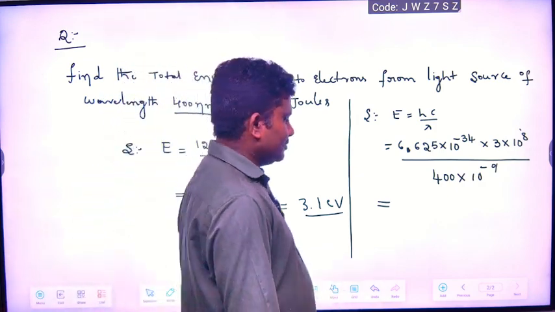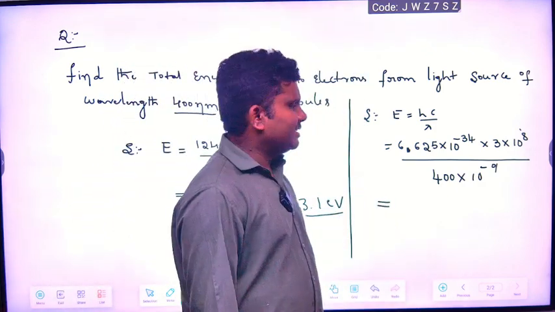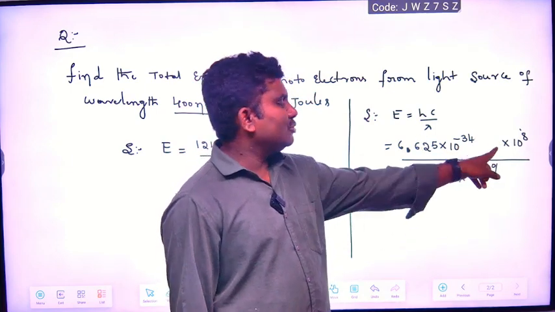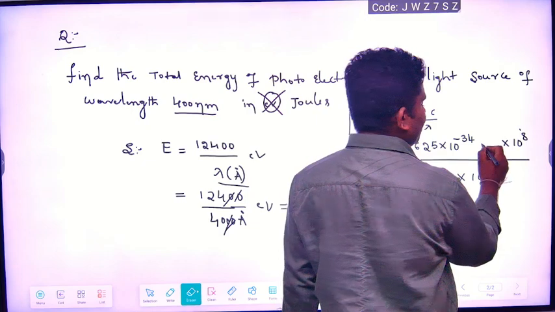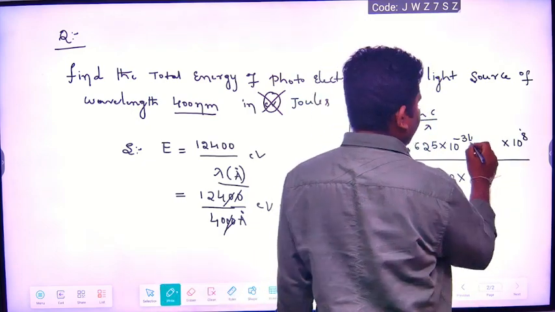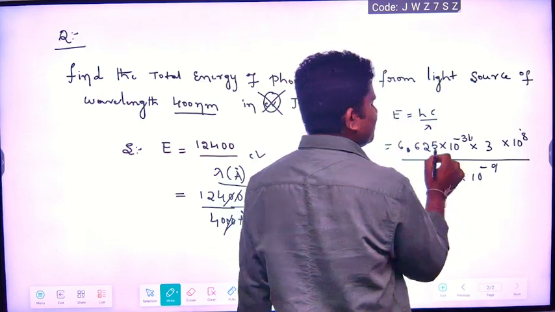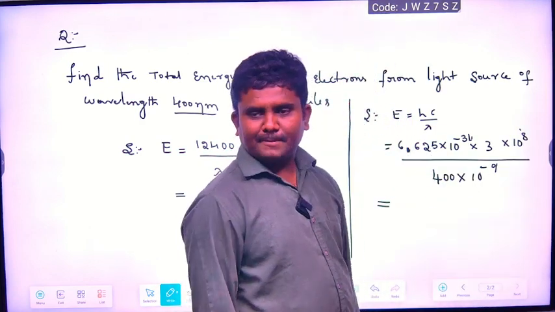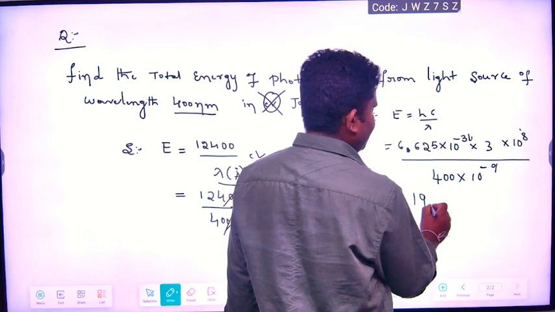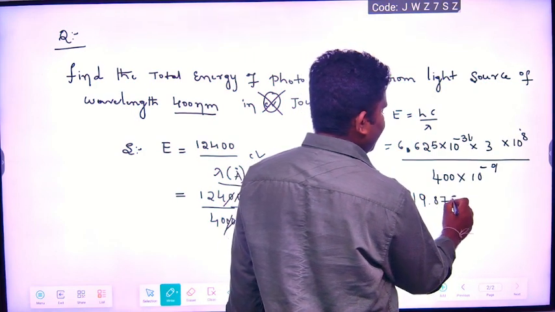How much? 6.625 into 10 to the power of minus 34 into 3 into 10 to the power of 8. How much do you get? You tell. Okay, 6.625 into 3, how much? 19.875, divided by 4 you do.